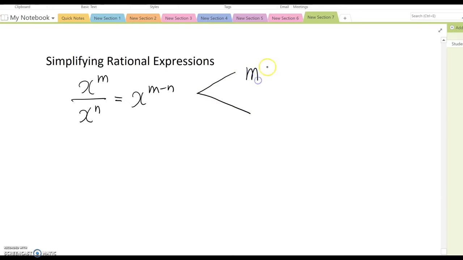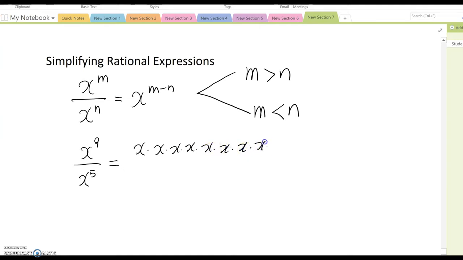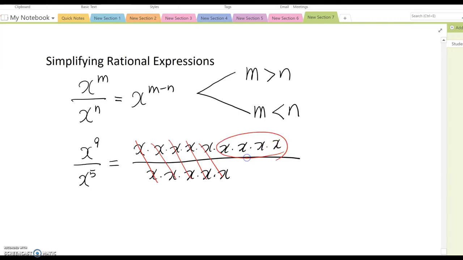What if m is bigger than n, and what if m is less than n? To help you understand better, I'm going to give you some examples. So x to the 9th over x to the 5. Technically this means 9 x's over the 5 x's. Because it is division, you can cancel them out. So the leftover will be 4. Simply applying this property, it becomes x to the 9 minus 5, so x to the 4th power. That should be the answer.